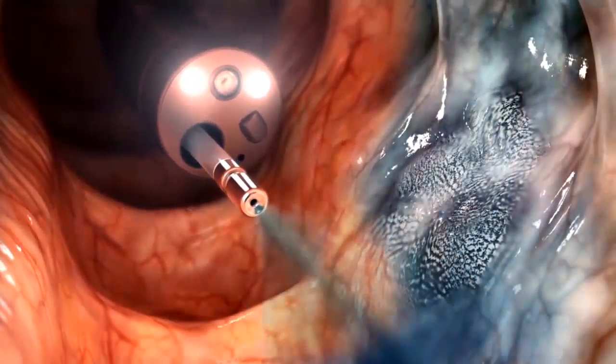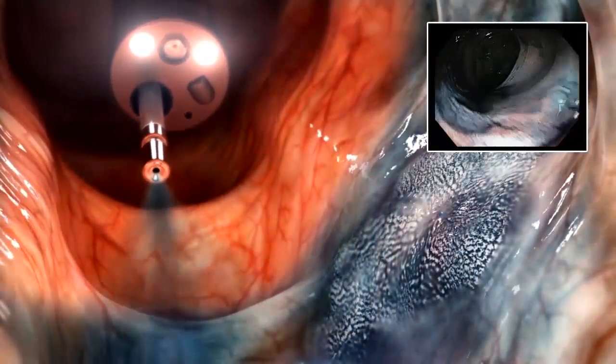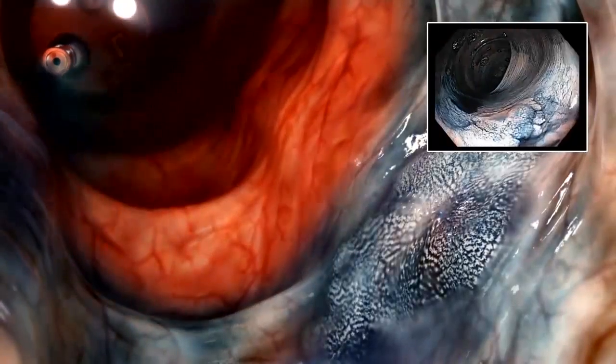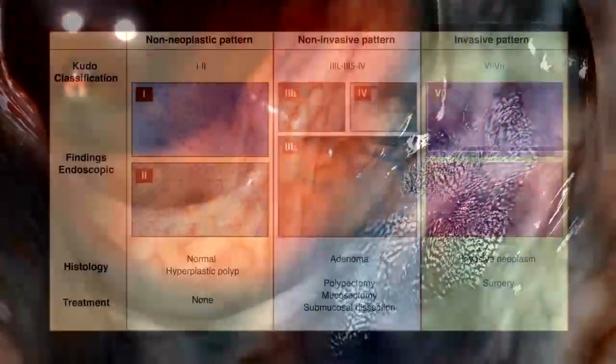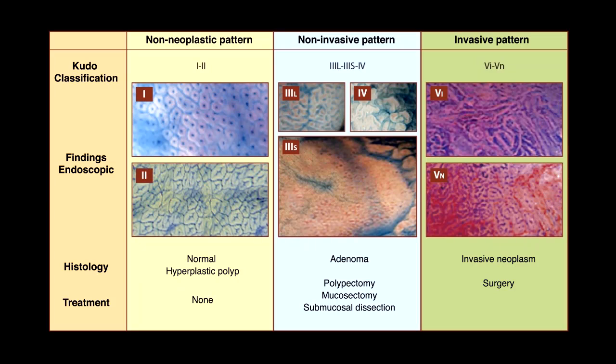Indigo carmine contrasts, accentuates and highlights the small changes in the mucosa. Staining patterns, especially if combined with magnification, help to identify hyperplastic or neoplastic changes. Contrast stainings remain in the colon for a few minutes and then disappear.